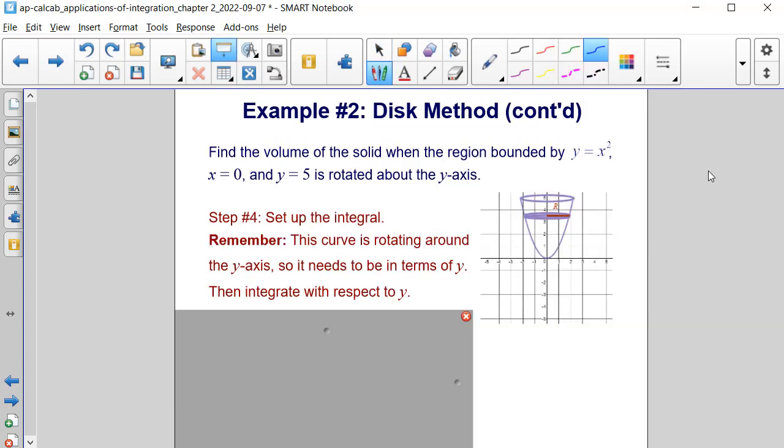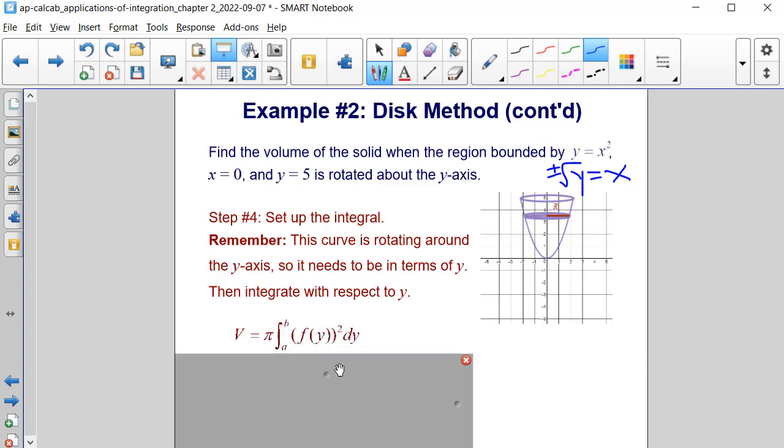Step number 4 is to then set up the integral. Remember, this curve is rotating around the y-axis, so it needs to be put in terms of y. And right now we have y is equal to x squared. It's not in terms of y. If we were to solve this for x, to put it in terms of y, we would get that x is equal to plus or minus the square root of y.